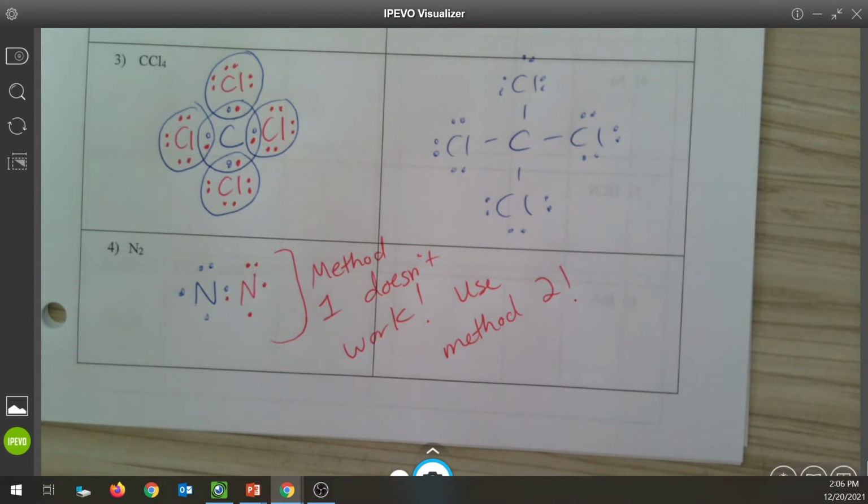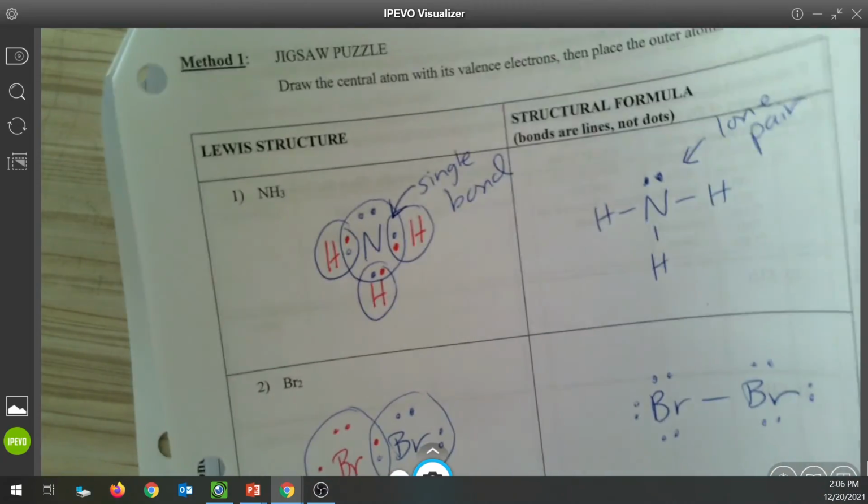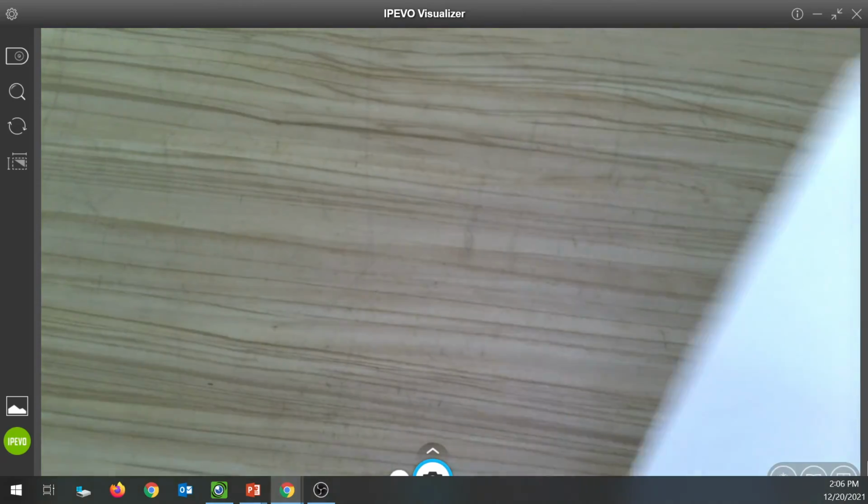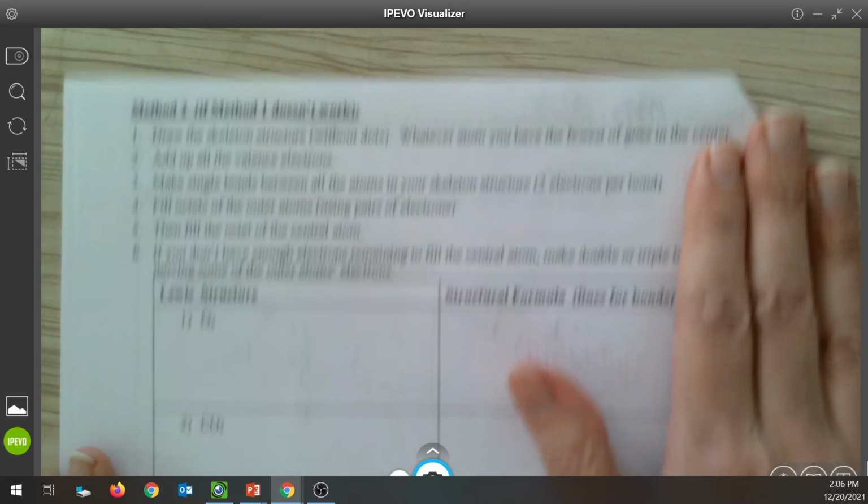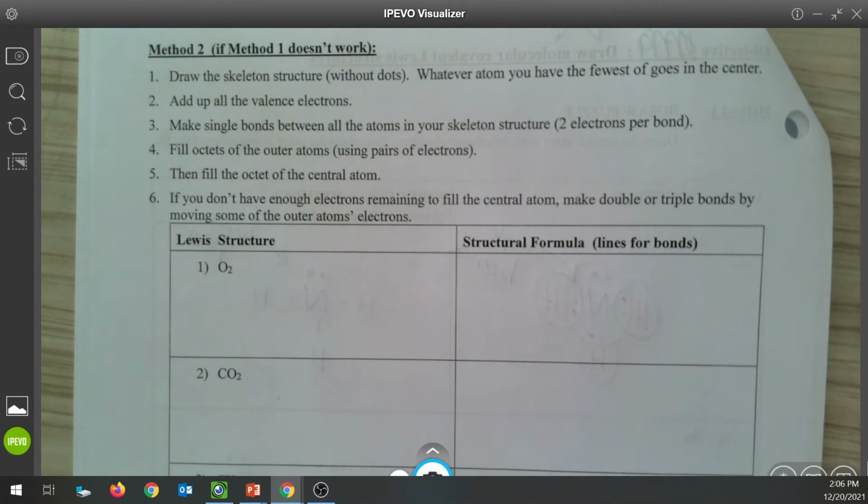Okay, so flip over to the back. Method 2 I also made up myself. Method 2 doesn't have a name other than just method 2. Yeah, tell me what the name should be after I teach you how to do it, because I can't think of what to do. All right, method 2, if method 1 doesn't work.